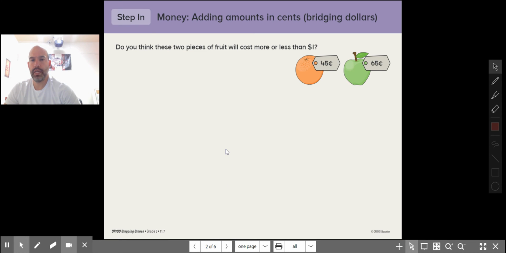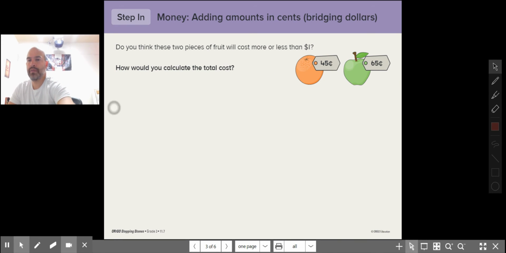So do you think that 2 pieces of fruit will cost more or less than $1? Well, let's look at those. If we look at this price tag, 45 cents and 65 cents, one way to do it is we could actually represent with coins, right? So how could we calculate the total? Let me get in the pen mode.